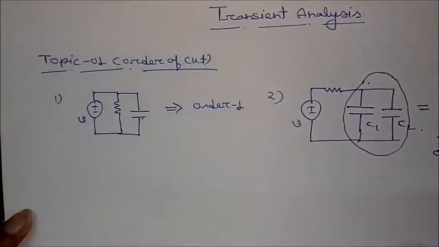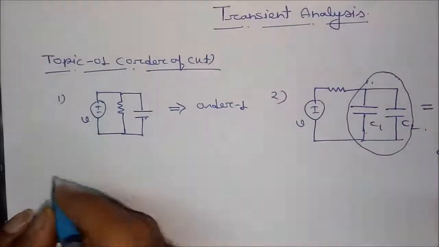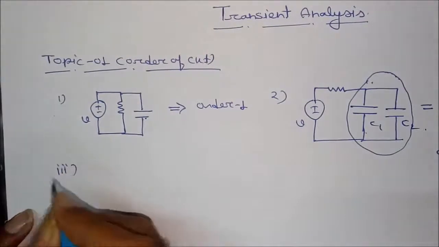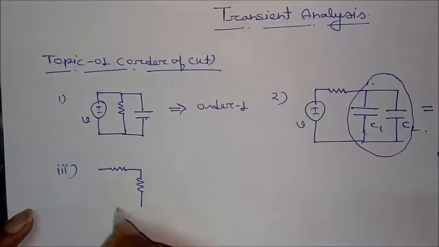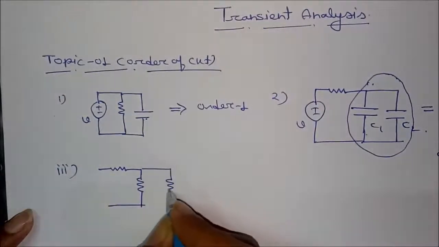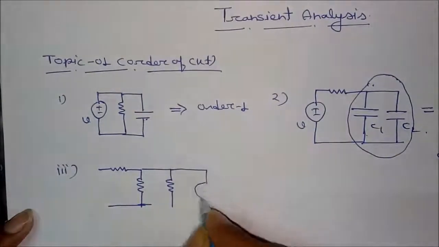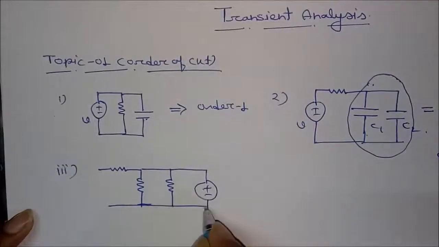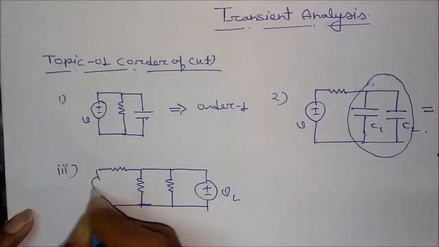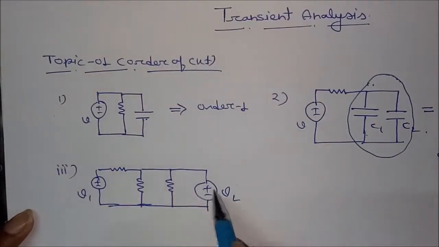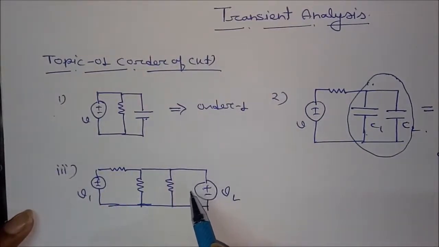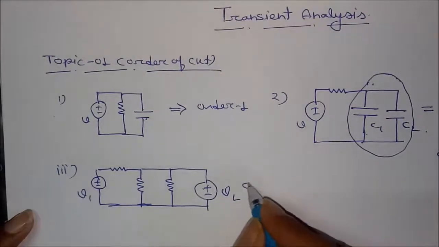Similarly, we can analyze a number of circuits like this. If I'm asking about the third one, there is a resistance, a voltage source V2, and this is V1. Is there any storing element in the circuit? There is no storing element, hence the order will be 0.